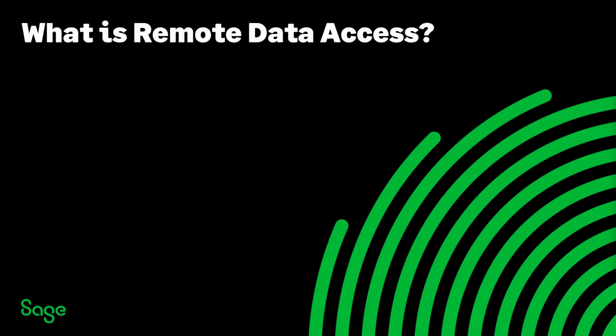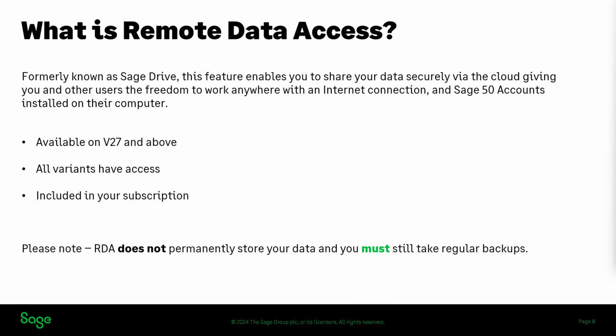Okay, so what is remote data access? Remote data access was formerly known as Sage Drive, and it was introduced in, I think, version 21, but it's now known as remote data access. This feature enables you to share your data securely via the cloud, giving you and other users the freedom to work anywhere with an internet connection and Sage 50 cloud accounts, or Sage 50 accounts, installed on their computer.